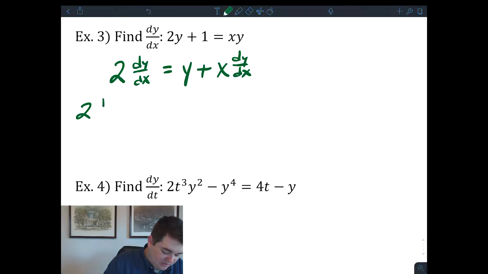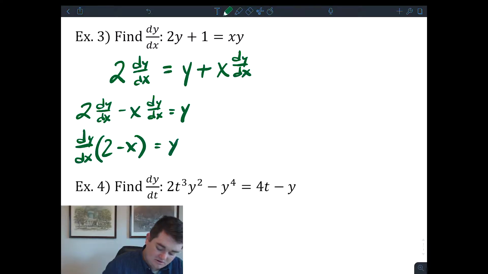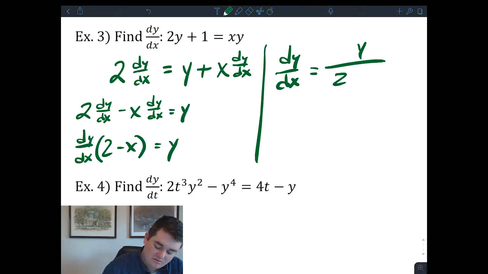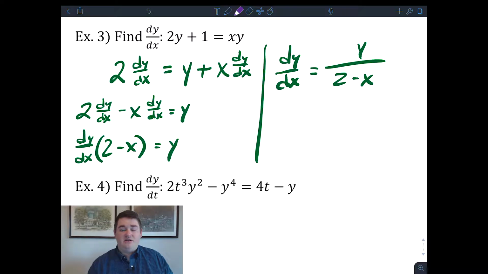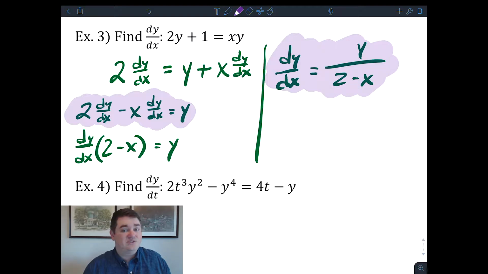So 2 dy dx minus x dy dx equals y, factor out, and divide. And something I want to point out, once you do some of these problems, you'll notice that you can probably skip some of these steps. For example, from here, it's not uncommon to jump straight to here. And if you can do that correctly, there's nothing wrong with that. Okay, I want to show all the steps just for the sake of teaching this to you, but don't feel like you have to write every step if you are capable of jumping from one to the next.